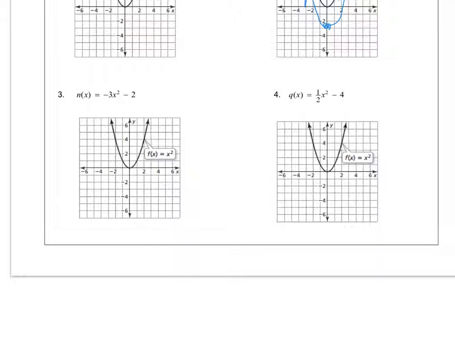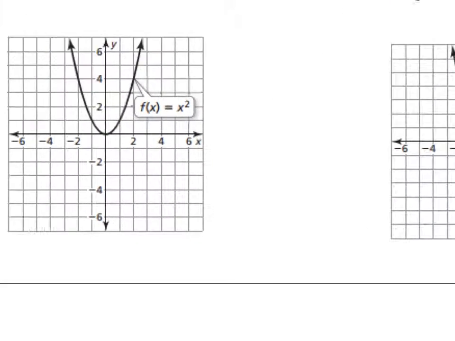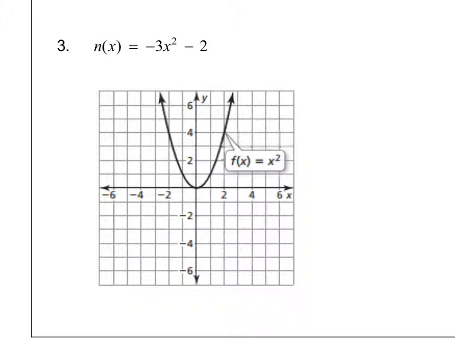So again, on number 3, I'm going to make this a little bigger. On number 3, we've already got the parent function into the sketch. Before we even put this into our calculator, let's look at our a value. Just from what we know from the a value, the negative means that our parabola is going to open face down. And the fact that it's a negative 3 is getting farther away from 0 than 1, and so it's going to be narrower. Farther away it gets, the narrower it gets. So we know we have a downward opening graph that's narrower than the parent function.